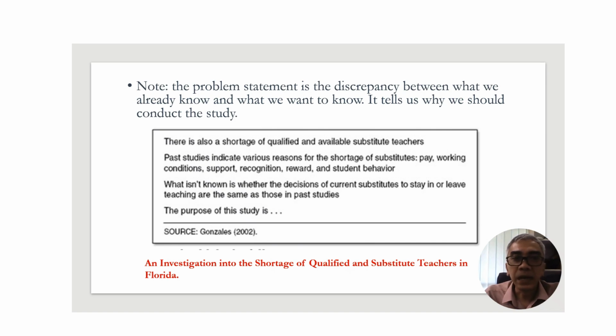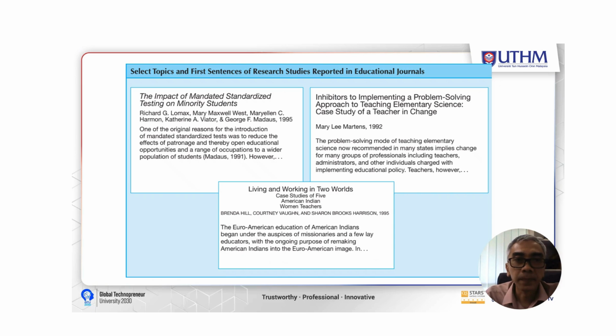If I can summarize everything into one idea, it is this. A research problem is the gap between what we know and what we want to know. Whenever you feel stuck, come back to this sentence. It will guide you. And this is the selected topics and first sentence of research studies reported in educational journals that you can use for an example.